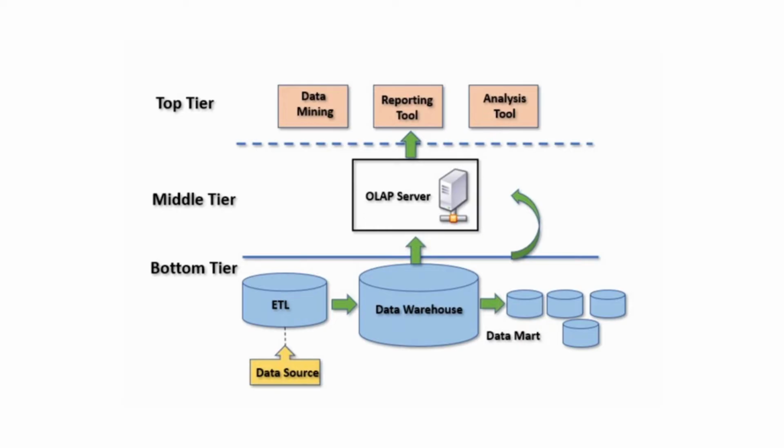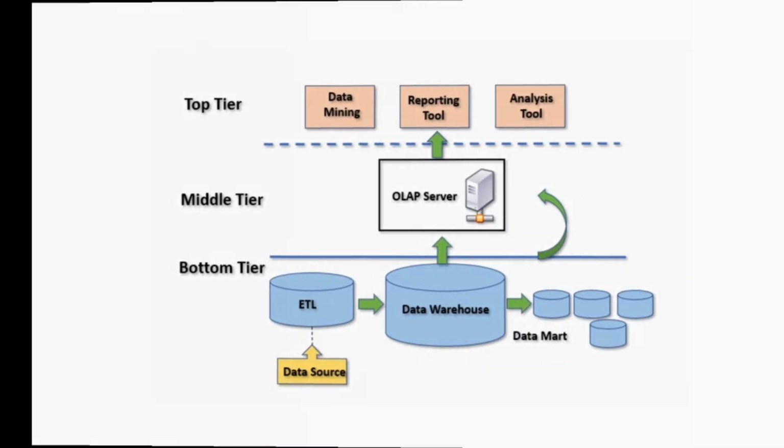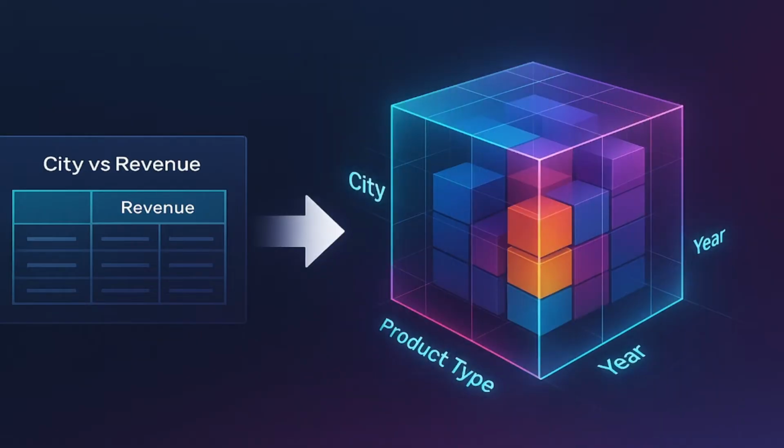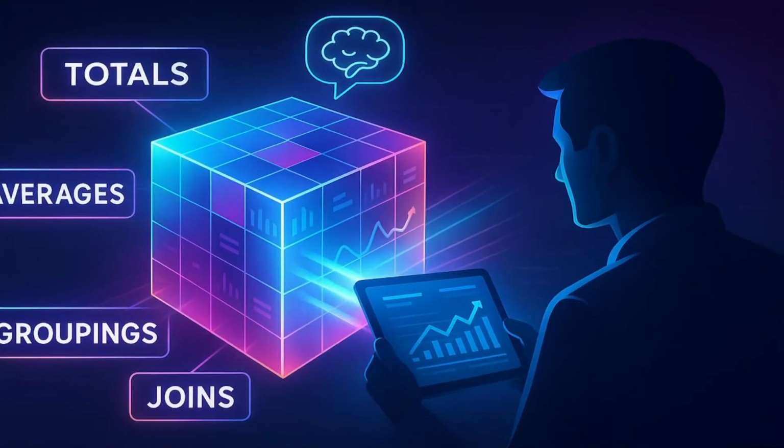Now let's go deeper into the cube itself. You know how regular spreadsheets are just rows and columns, right? Like city versus revenue. But OLAP cubes add more dimensions. Imagine looking at city, product type, and year all at once. That's not just a flat table anymore, it's a cube. This cube pre-calculates a ton of stuff like totals, averages, groupings, even joins.